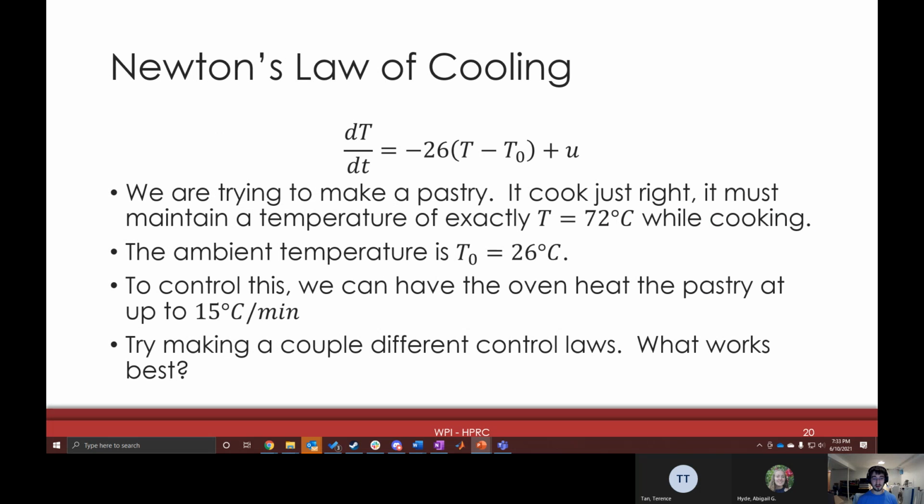So continuing on, I have an example for you guys all to do. If you guys want to go ahead and open MATLAB or something like that, we're going to be doing an example with Newton's law of cooling. Did you ever do Newton's law of cooling in pre-calc or anything?